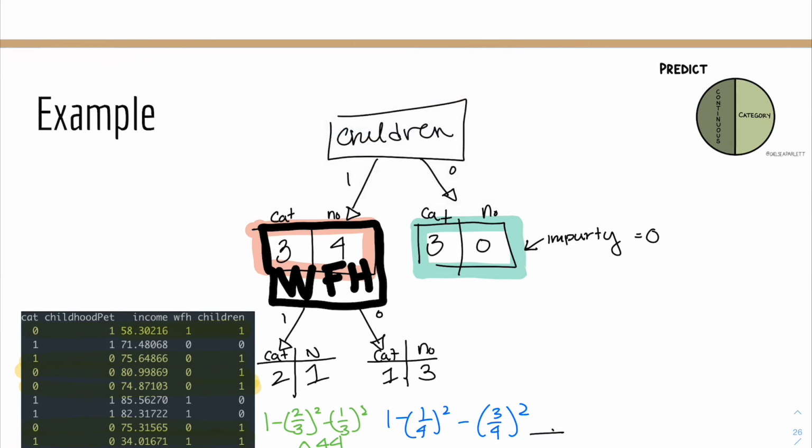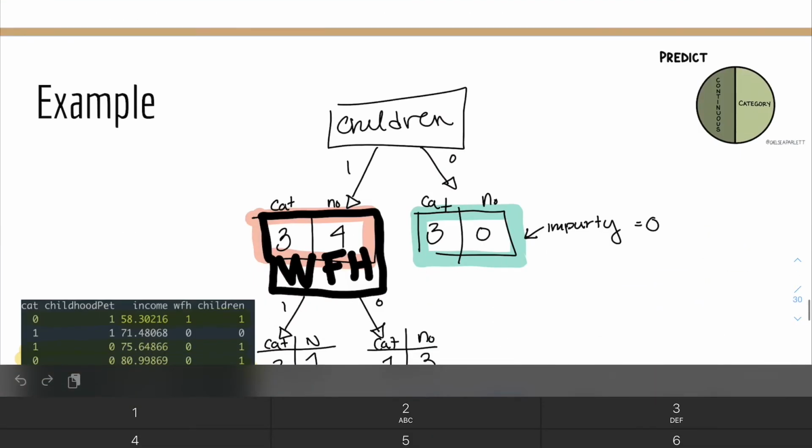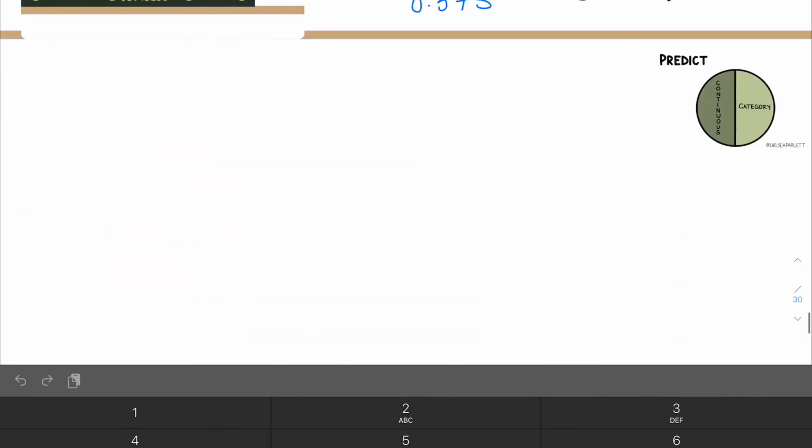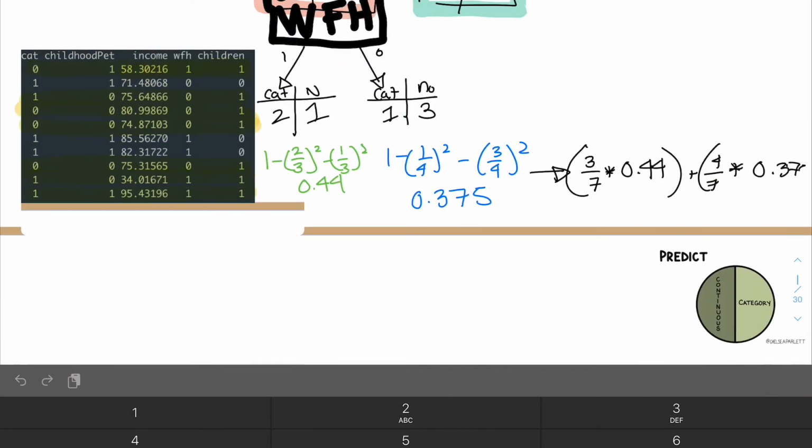Now we need to calculate the weighted average of these. In the left-hand node, we have 3 of our 7 people, times the impurity for that node, which is 0.44, plus how many are in the other node? 4 out of 7 are in the right-hand node, times the impurity for that node, which is 0.375. When we do all of that math, we end up with a weighted average of about 0.403.